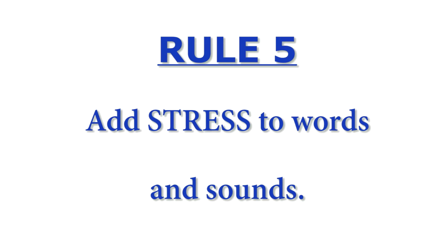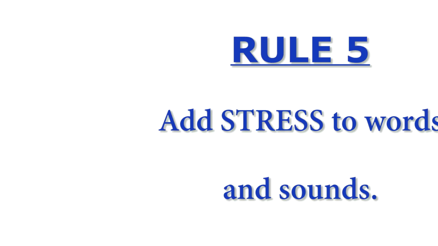Okay, so we're going to look at rules 5 and 6 today in relation to pronunciation. Now, rule 5 is in relation to the stress of English words. The stress. Now, what is that? English is a stress language. That means some words and sounds are more important than others. You can hear this when you say a word out loud.